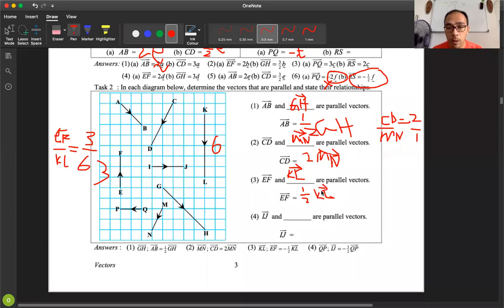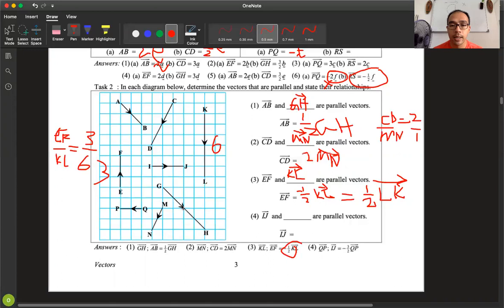But because the direction is different, it will be negative. Because EF is bawah ke atas, KL is atas ke bawah. So the answer will be negative half KL as written over here. Or I can also write it as half of LK. Then it becomes positive, which is correct, because LK is down to up, which is the same direction as E to F. Half of LK. Then you will get it.